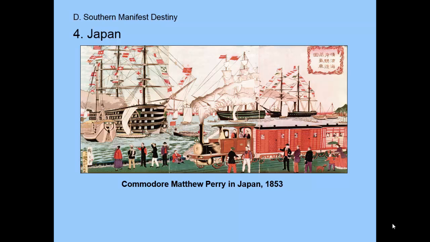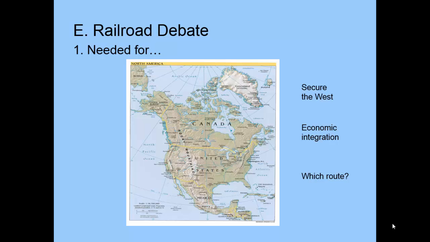We're not going to trade with you. But Commodore Matthew Perry says, well, I have a modern navy. You are going to trade with me. And he forces the Japanese to open up their ports to the United States and our trade. And so we see the United States becoming more and more involved in the Pacific, and we'll find that out in future lectures. Next, the railroad debate.